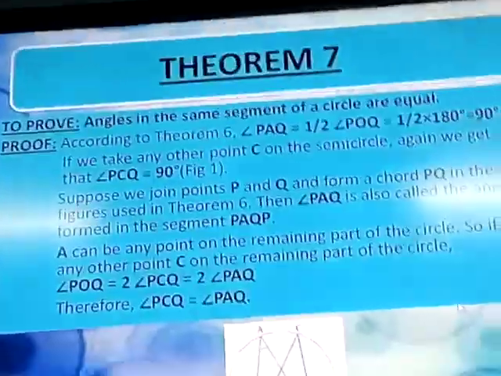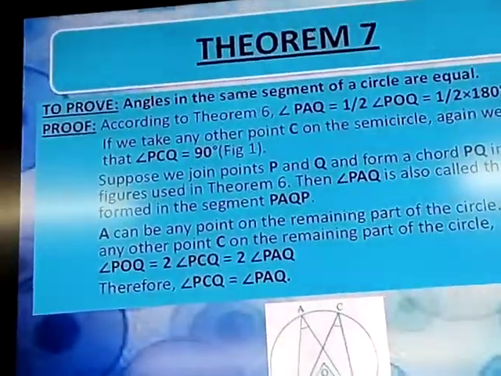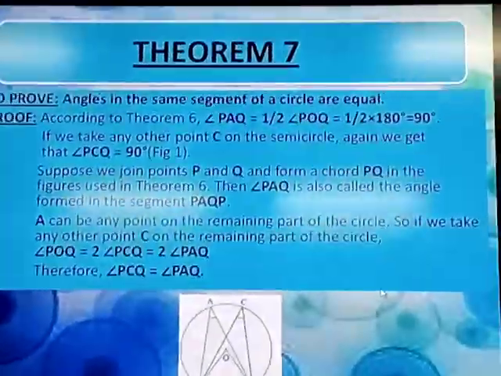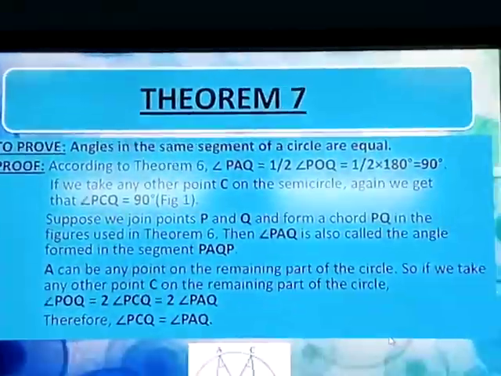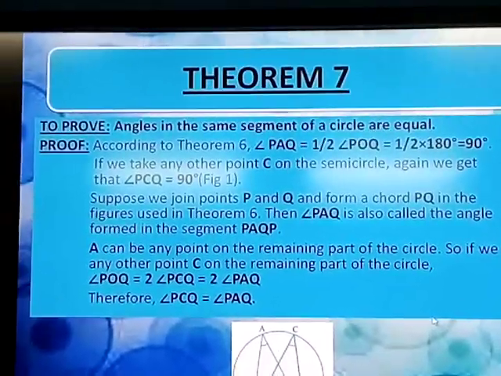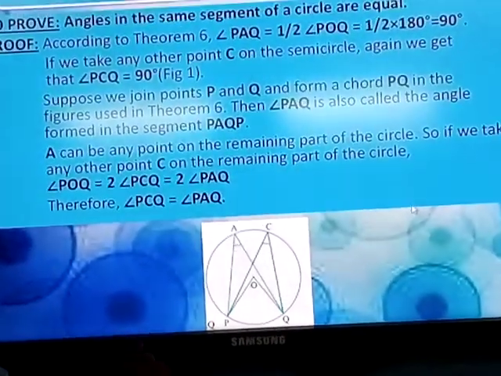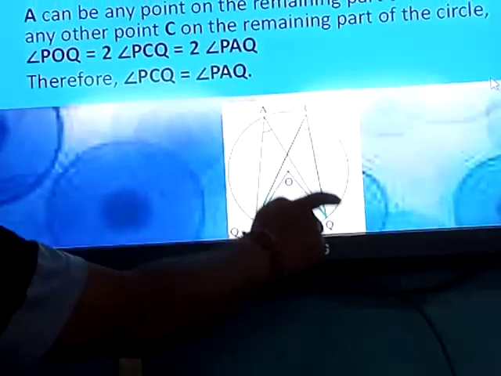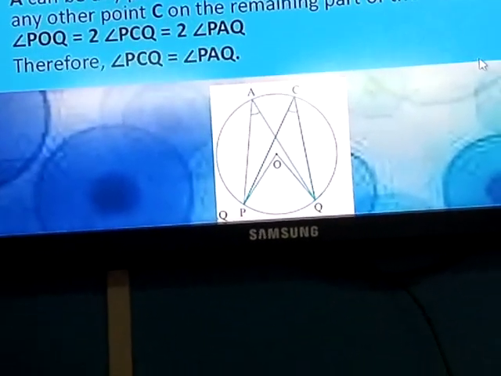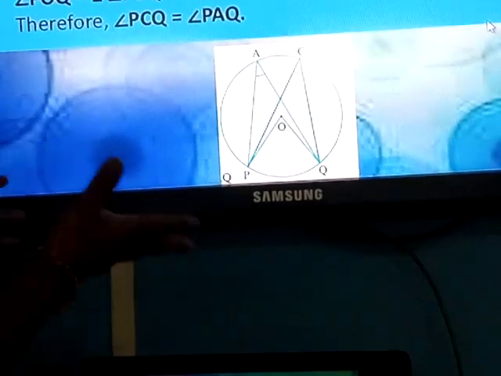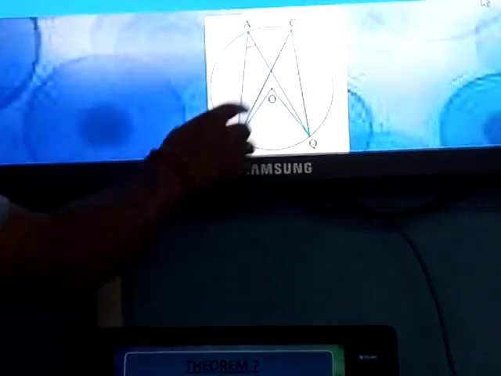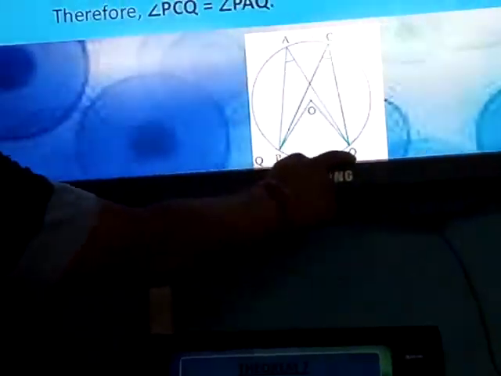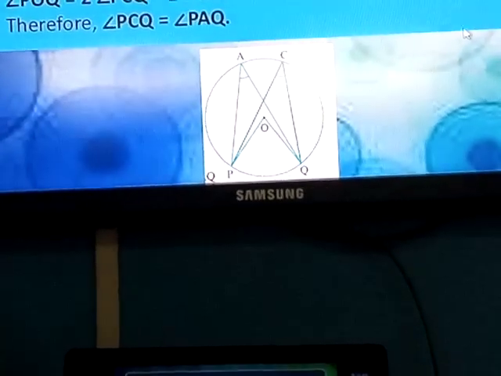Angles in the same segment of a circle are equal. By using the previous theorem, we can prove that angles in the same segment of a circle are equal. Suppose PQ is our arc and it subtends two angles, PAQ and PCQ, on the circle. Now we can use the previous theorem to prove this. Angle PAQ is equal to half of POQ using theorem 6.